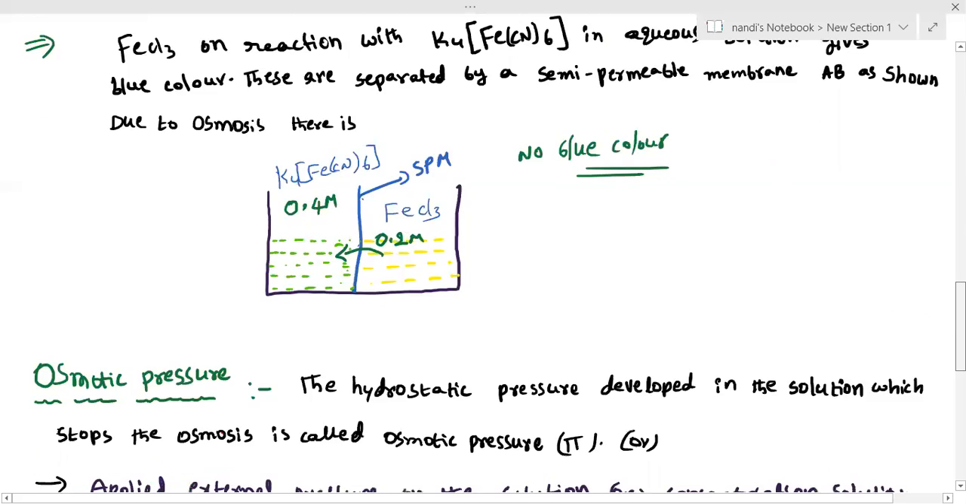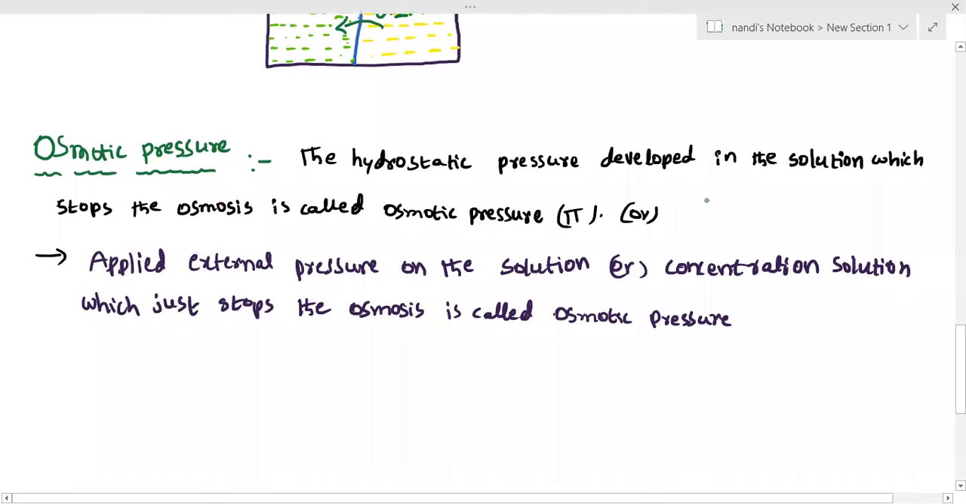Next, osmotic pressure. The hydrostatic pressure developed in the solution which stops the osmosis is called osmotic pressure. For example, I am giving another type of arrangement, which is the osmotic pressure arrangement.